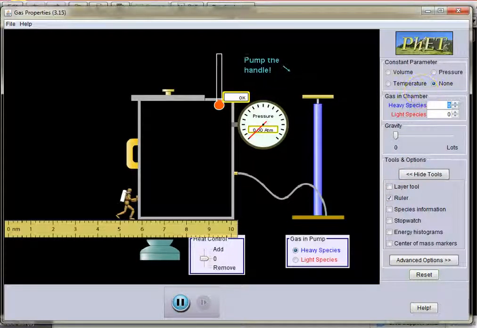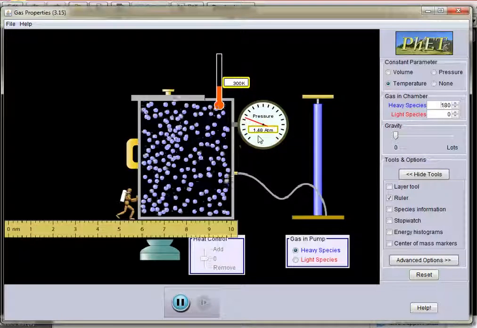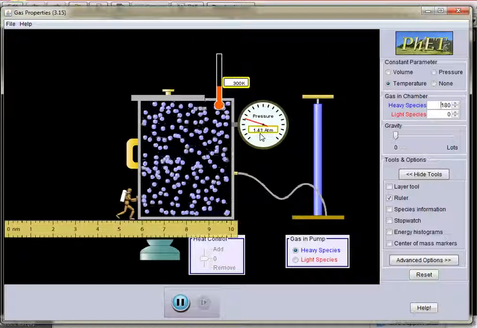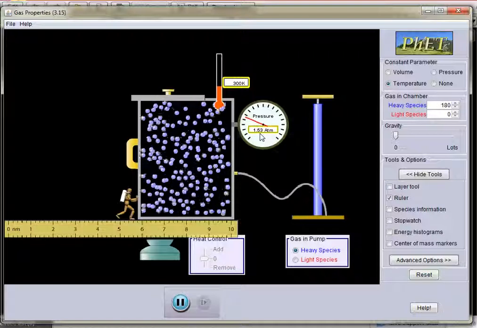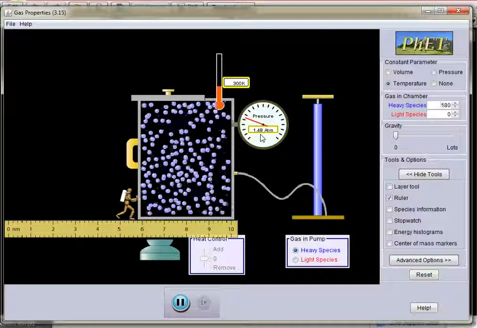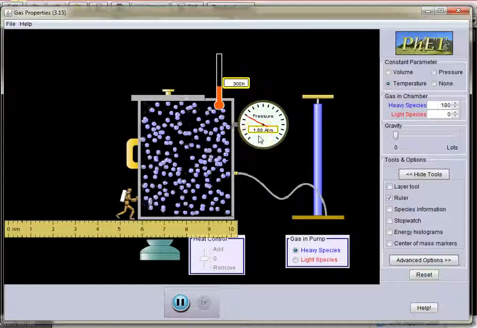Now we'll click on temperature, so temperature is the constant parameter. Now we're going to introduce 180 heavy particles. Look at the pressure, what happens to the pressure? It should go to about 1.5. It's usually not going to be exactly what is given in the notes for you, but it will be about that number. So it should be around 1.5 atm of pressure. Is that clear? You see that the temperature is 300 Kelvin and pressure is about 1.5 atm.